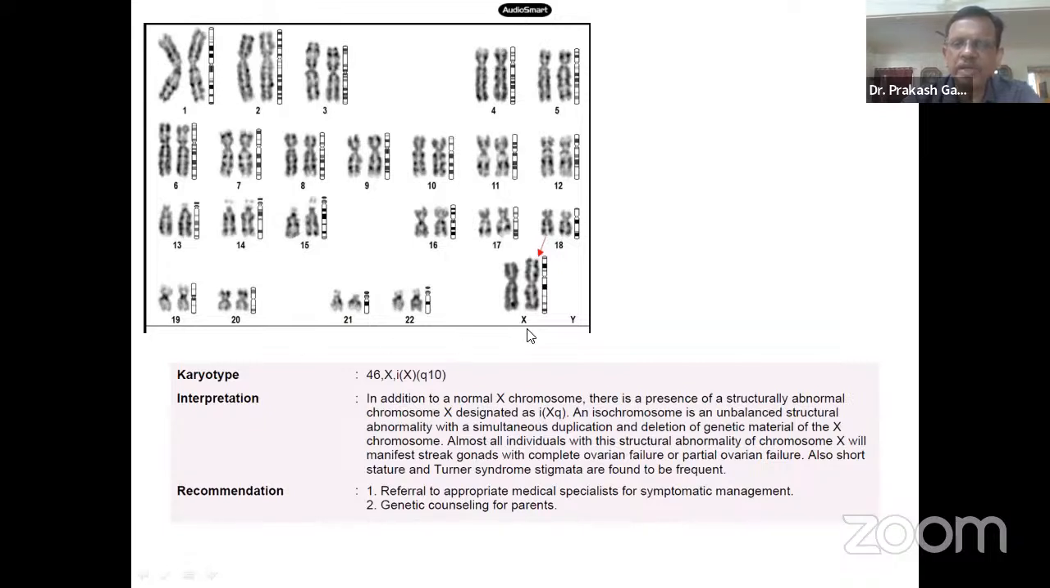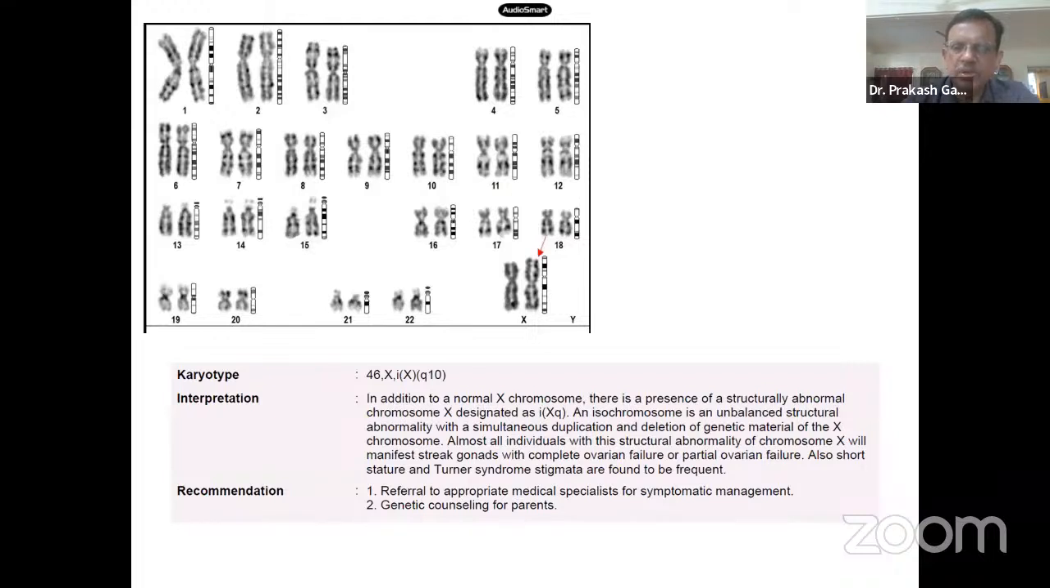And the abnormality here is that you can see all other chromosomes are normal. The total number of chromosomes is 46. There are 2 X chromosomes here. One X chromosome is normal, and the other X chromosome is showing something different. As we know, the 2 arms of chromosomes are called P arms and Q arms. Here, this normal chromosome has the short P arm and the long Q arm. But in the other chromosome, though it's an X chromosome, the Q arms are joined together.